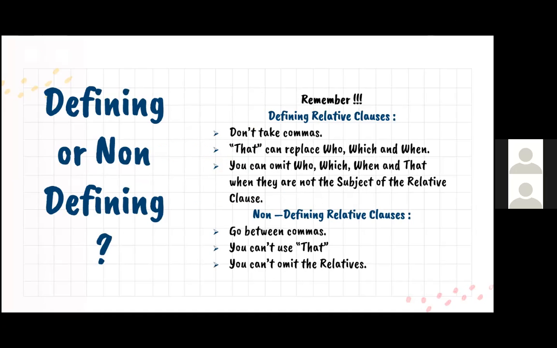Defining or non-defining? Remember, defining relative clauses don't take commas. Second, that can replace who, which, and when. Third, you can omit who, which, when, and that when they are not the subject of the relative clause. Non-defining relative clauses: first, they go between commas. Second, you can't use that. Third, you can't omit the relatives.